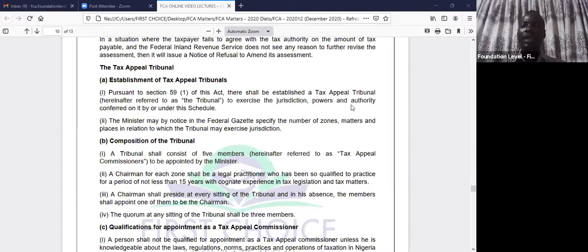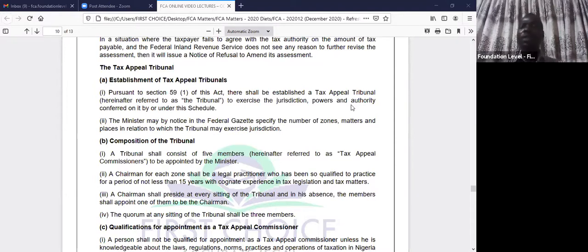And they hold a term lasting 3 years, which can be renewed once. So in 6 years, you can have these 40 people doing a 2-term. Now, in each zone, there is a chairman, and that chairman has to be a legal practitioner.